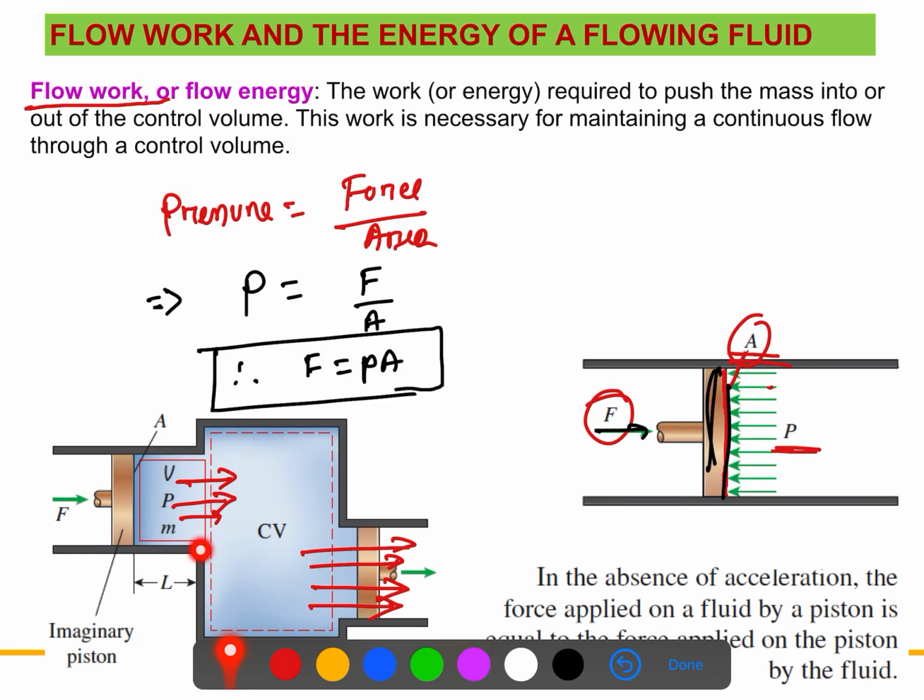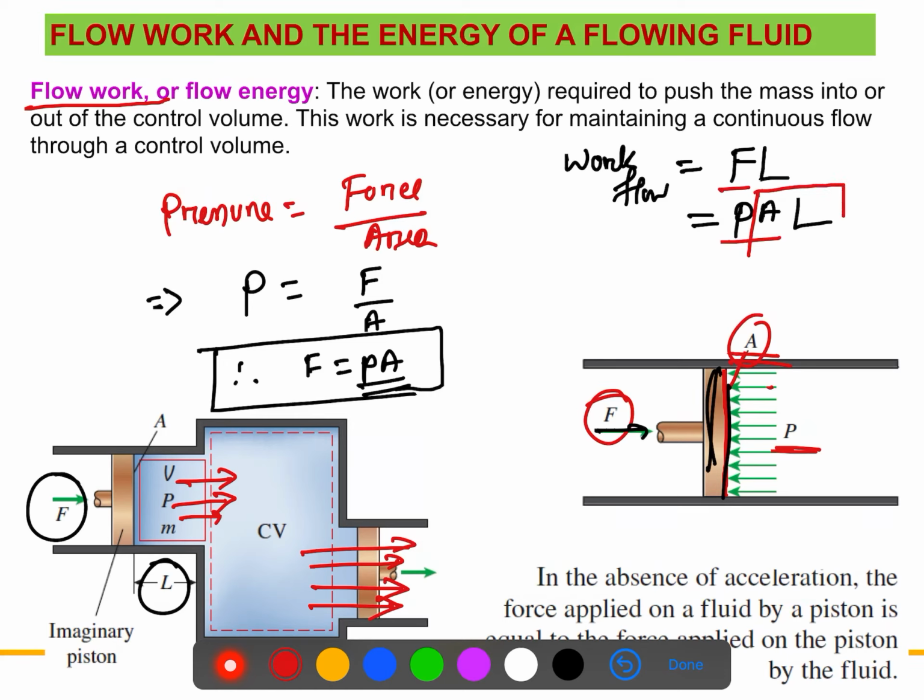It will be the amount of force you are applying times the distance L. Now we know F equals PA, so we write it as PA times L. Here we just substitute F equals PA, and now we know this area times length is equal to the volume. So this is PV. This is the flow work.